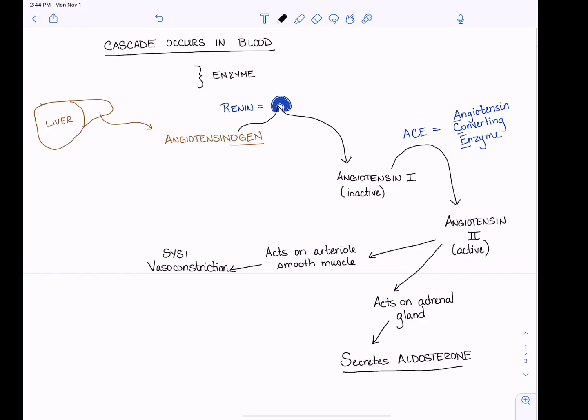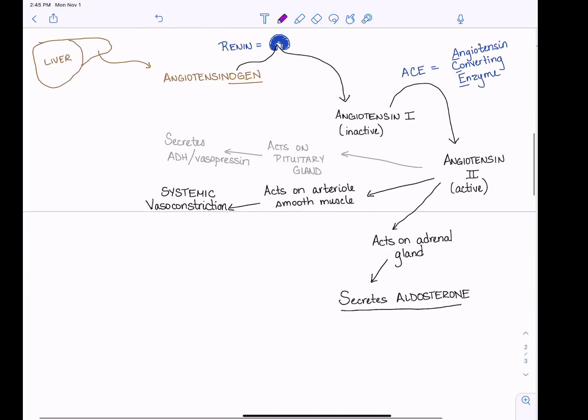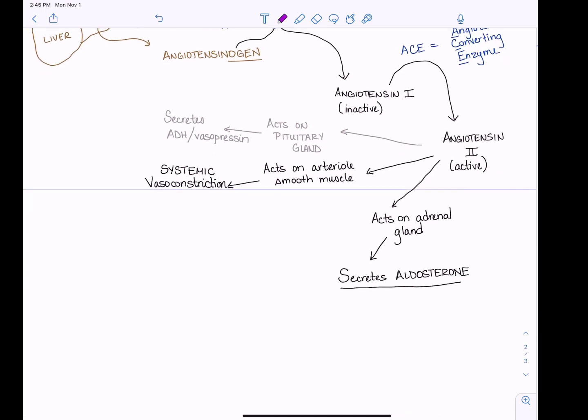The third effect, which I'm not going to be asking you on the test, but if you're in a different class, you might be required to know this, is that it stimulates the pituitary gland to release vasopressin. So those are three major effects of angiotensin II. So what are the effects of secreting aldosterone or systemic vasoconstriction or secreting ADH or vasopressin? Interestingly enough, they all work in concert to help raise blood pressure.